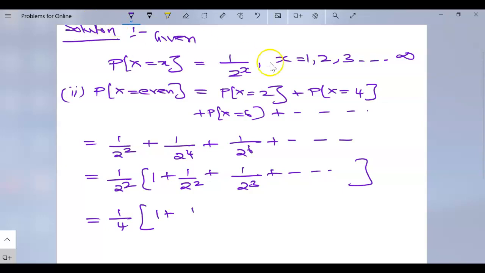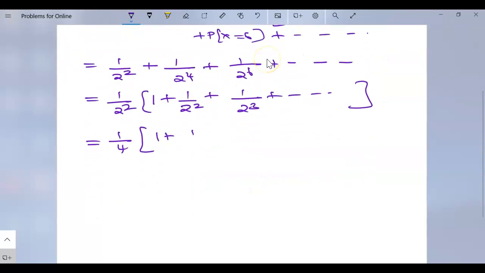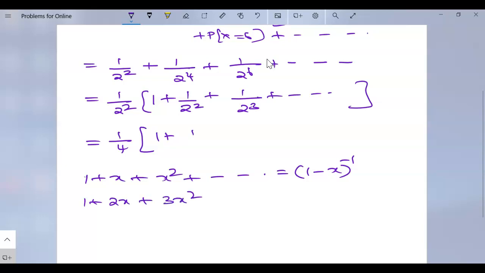So you might have remembered there is a series. What is the series here? 1 plus x plus x squared plus and so on, that is equal to 1 minus x the whole power minus 1. Isn't it? Similarly, 1 plus 2x plus 3x squared plus and so on, that is equal to 1 minus x the whole power minus 2. Right? Like this it goes on.